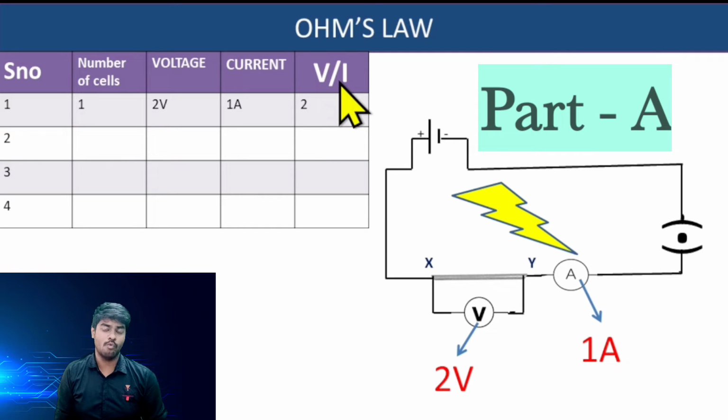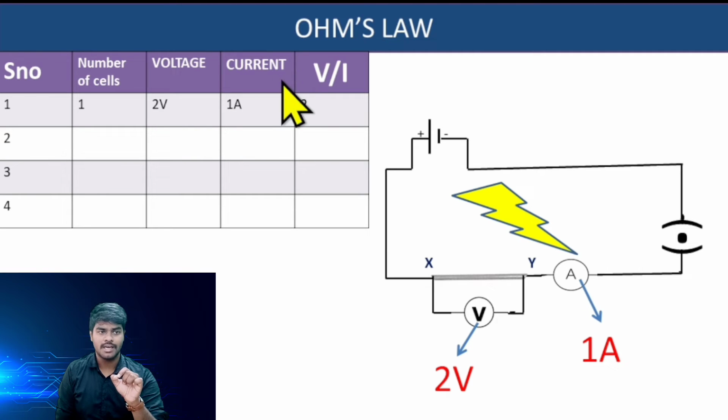V by I ratio, voltage by current. In part A, what is the voltage reading? 2 volt. And what is the current reading? 1 ampere. So 2 by 1, the answer is 2. So in part A, we have only one cell, the voltage reading is 2 volt, the current reading is 1 ampere, and the ratio is 2. Next, part B.